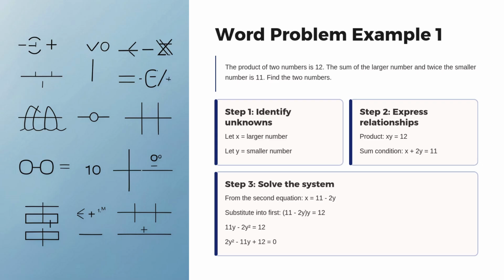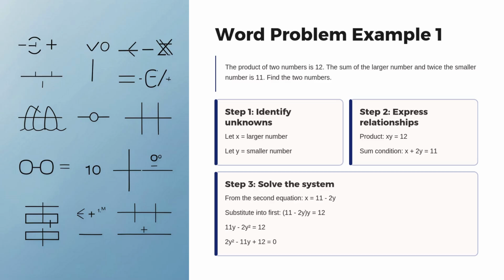Step 2. Express the relationships. From the problem, the product of the numbers is 12. So x multiplied by y equals 12. This is obtained from the statement, the product of 2 numbers is 12. Also, the sum of the larger number and twice the smaller number is 11. So x plus 2y equals 11. This is derived from the statement, the larger number plus twice the smaller equals 11.